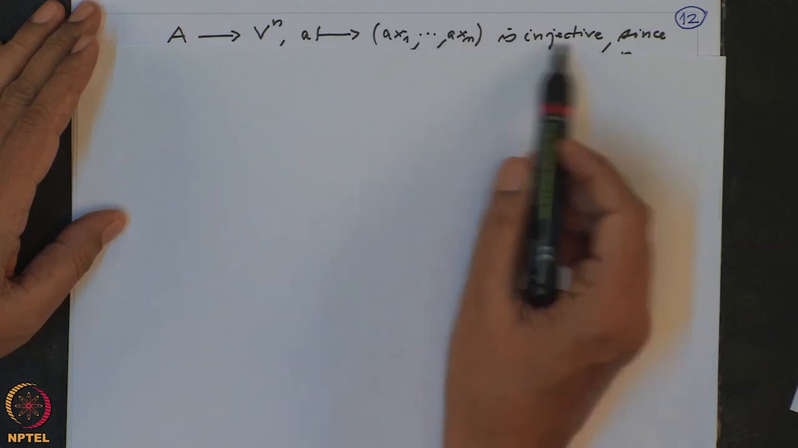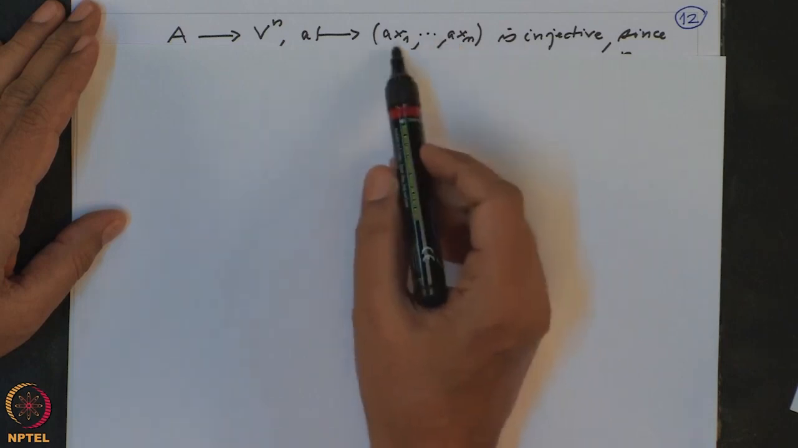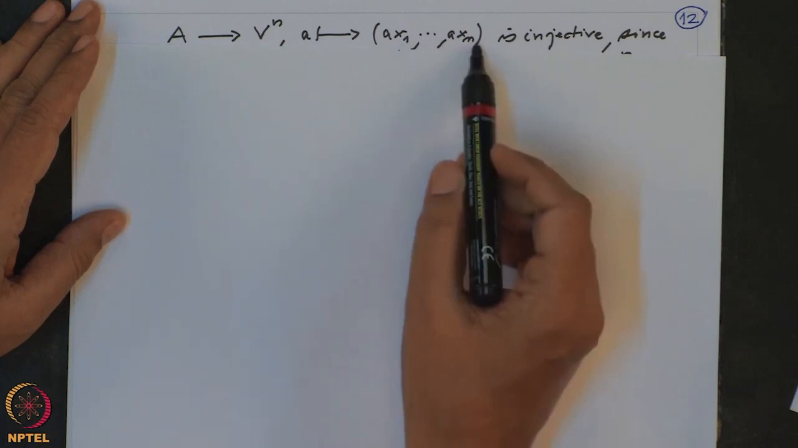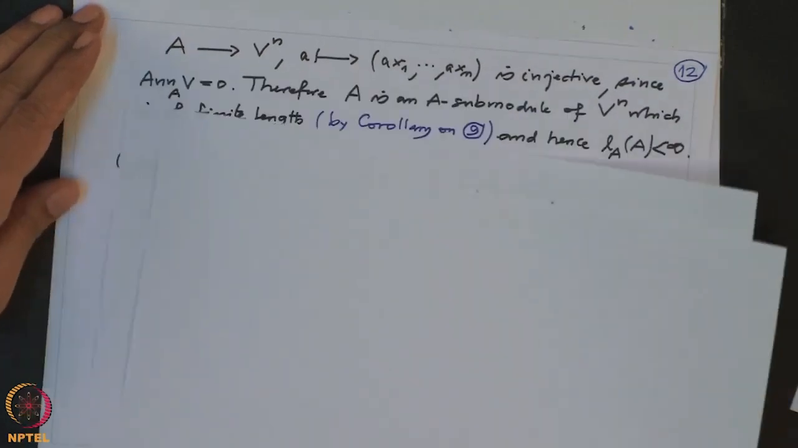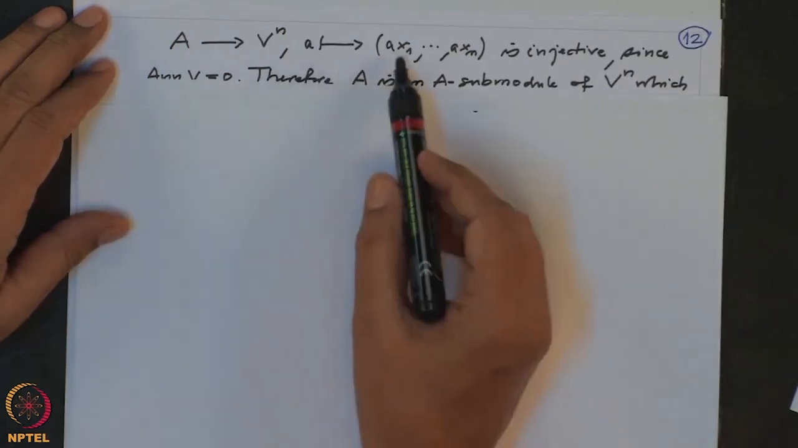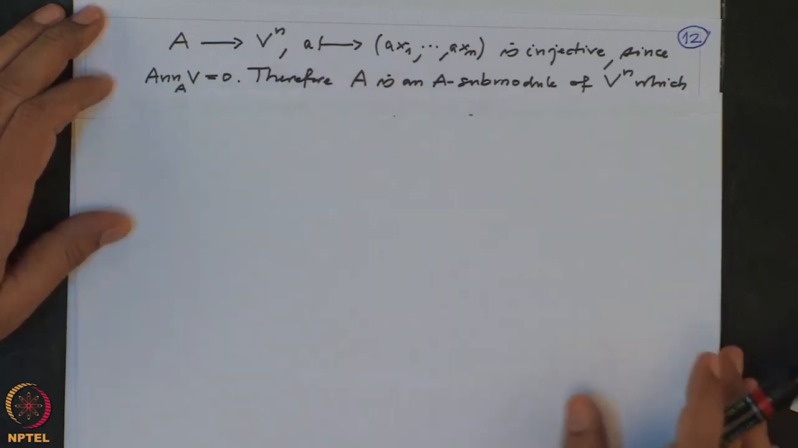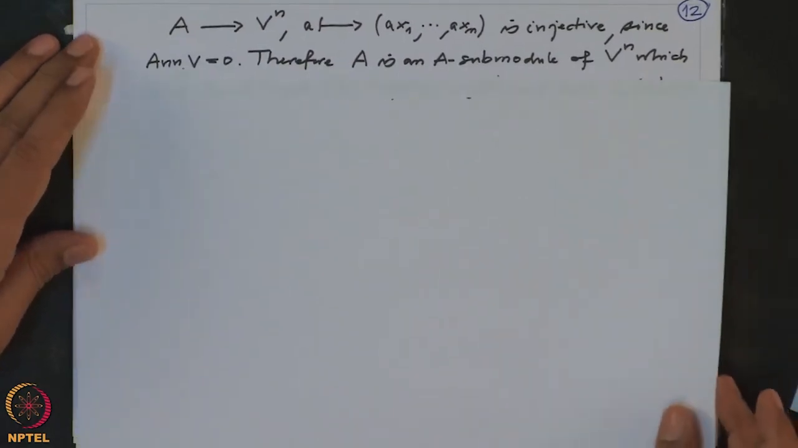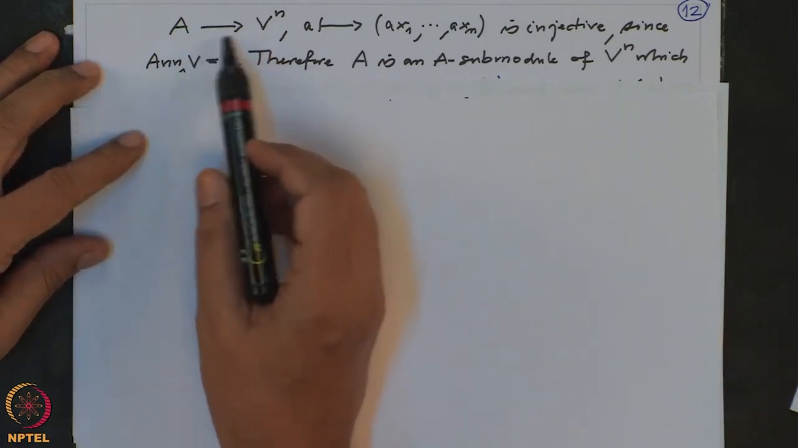This map is clearly injective. Why? Because when a goes to 0, that means all these components are 0. That means a annihilates x1, a annihilates x2, a annihilates xn. But then a will annihilate whole V because V is generated by x1 to xn. And therefore, because annihilator is 0, the only element which annihilates all these guys is in the annihilator, but annihilator is 0, therefore the only element which goes to 0 is 0. So that proves this map is injective. Therefore, via this map, this is an injective module homomorphism.